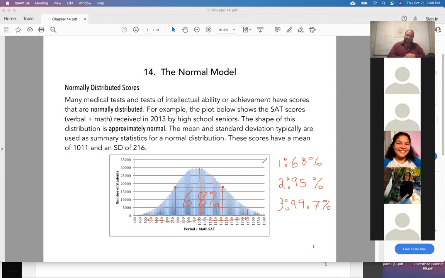Okay, so it's called the 68%, 95%, 99.7 rule because it literally says that if you go one deviation out, you get 68% of the data. And if you go two deviations out, you get 95% of the data. And if you go three deviations out, you get 99.7% of the data.